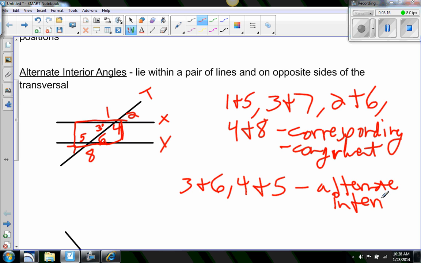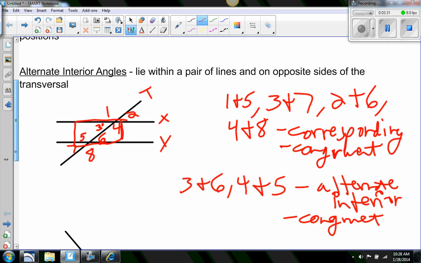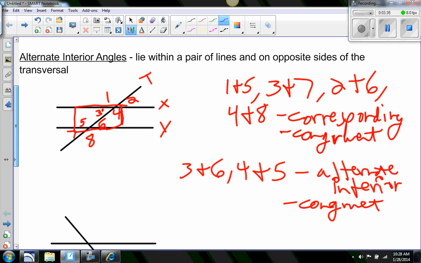What else can you see about the alternate interior angles? 3 and 6. What looks like it might be a rule there? And 4 and 5. Don't they look to be congruent also? So alternate interior angles will also be congruent to each other. Important to remember when we go through this last part here.